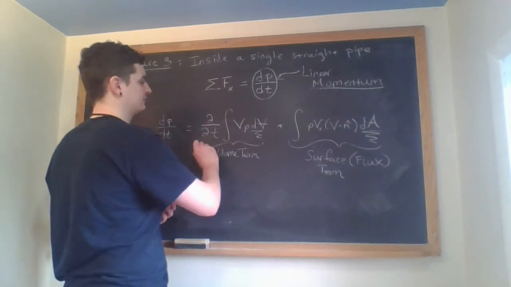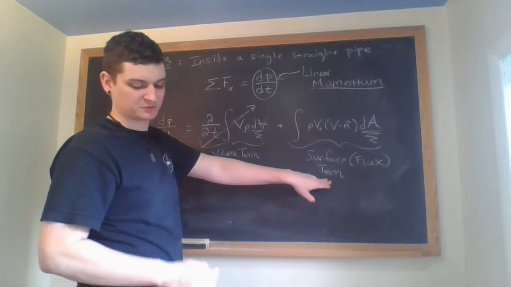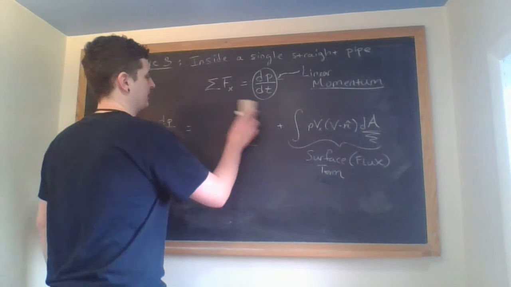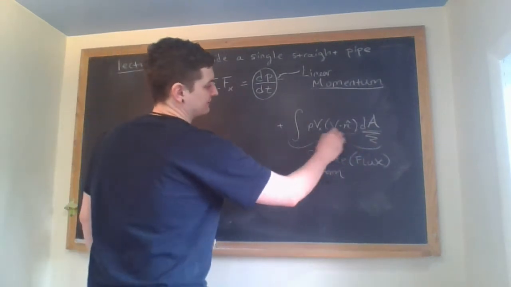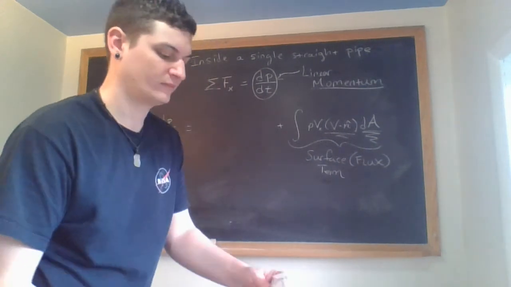We said steady, so that turns out. Just leaves this flux term over here. Before we expand out, we'll just consider a little more things. So first you have this V dot N, right?